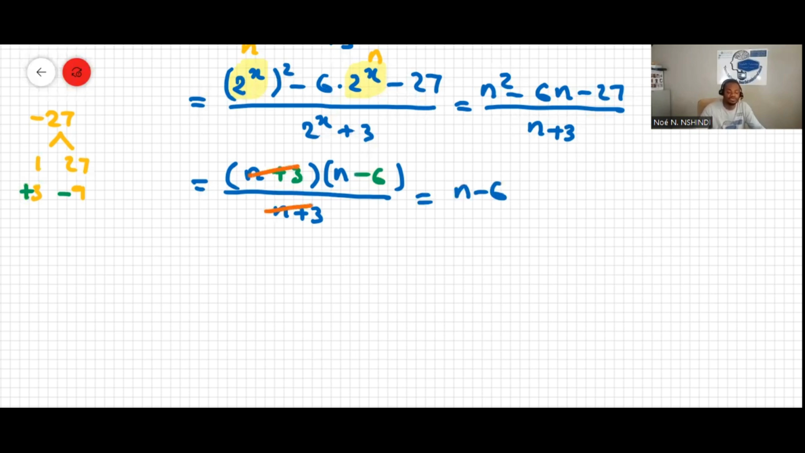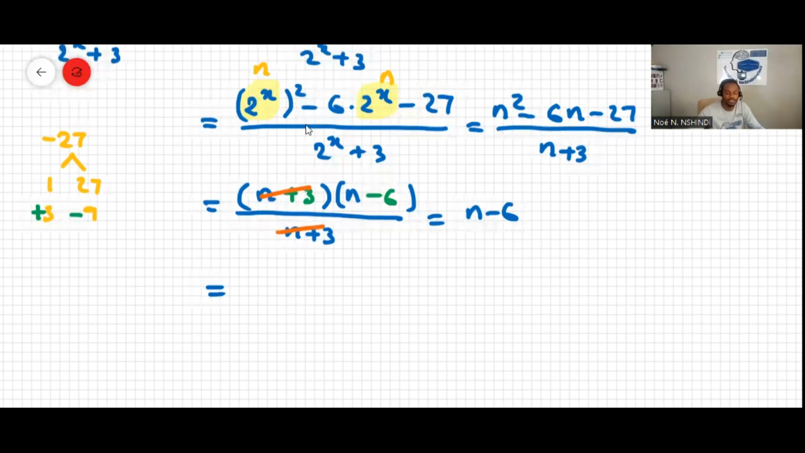Now we can substitute. Remember that initially we didn't have n, it was 2 to the power of x that we call n. We can substitute by its value. That makes 2 to the x minus 6. That's the final answer. Not minus 6, but minus 9, sorry. Minus 9. Okay, so over here, it makes 2 to the x minus 9.